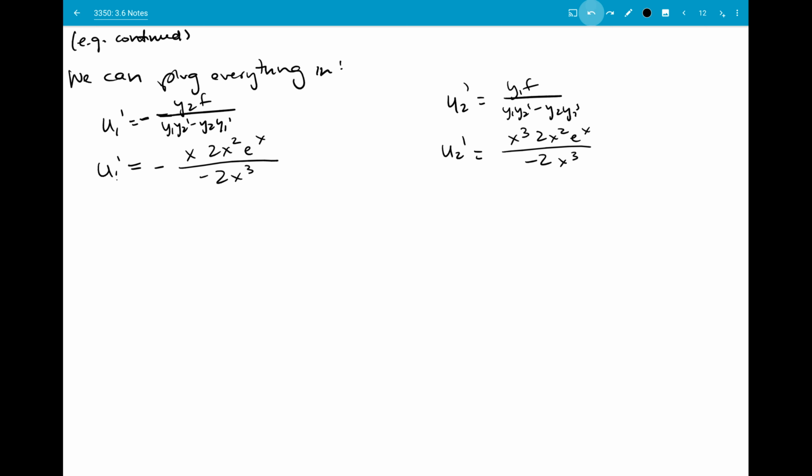I'm going to actually erase all those cross out things for people who are reading the notes. That way you can actually see what was in the previous line. But we all saw them get crossed out, and we know that that's e to the x. And u2 prime, we've got an x cubed and an x cubed, and those 2's cancel out. So we're going to be left with minus x squared e to the x on that one.